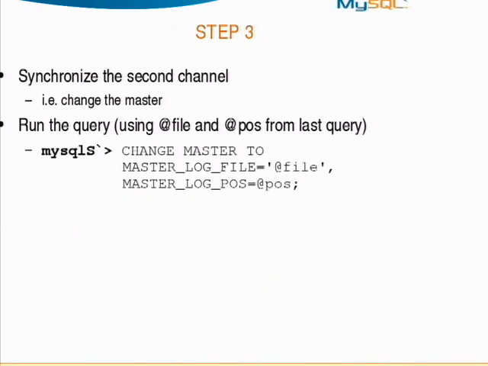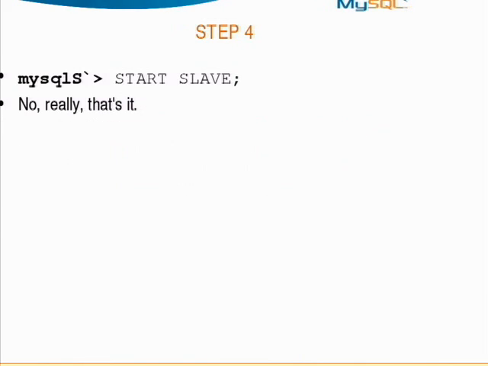Step 3, we want to synchronize the backup replication channel. So we want to run the change master query. On our backup slave, we use the information we've gotten from the previous queries and run change master to, and hit enter. And the 4th step is the simplest step of all. You say start slave, and then it starts replicating from where it left off. And we'll hopefully catch up in time.